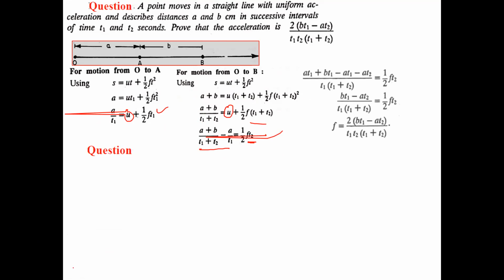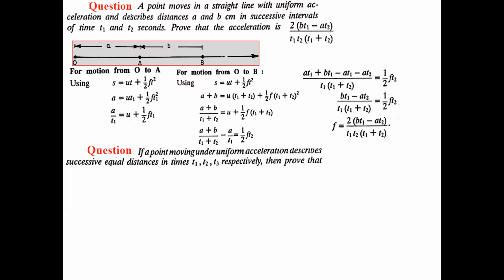Half f t1 will be eliminated, half f t2 will remain, and on simplifying it we will get the value of f, just simplifying it by taking the LCM on the left hand side and simplifying, we will get the value of f. So this is all about this question.